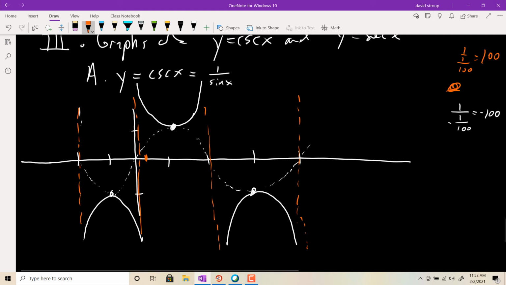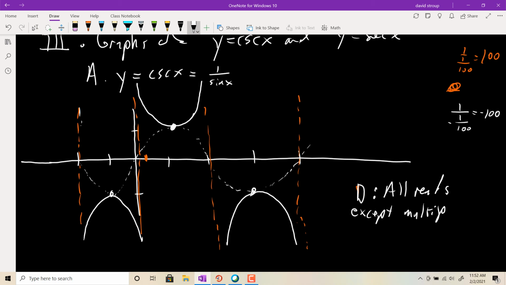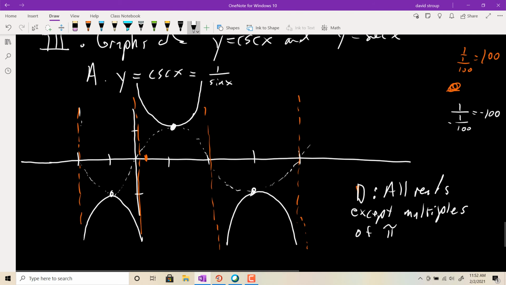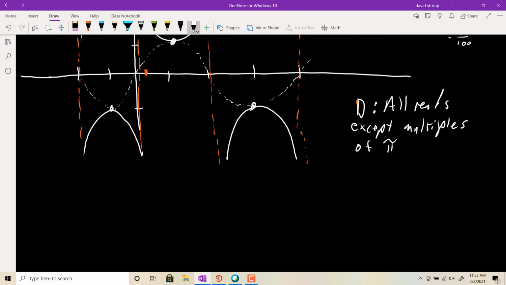All right, so the domain here, then, again, we have this issue with asymptotes. So the domain will be all real numbers except multiples of pi. Okay, so all reals except multiples of pi. And that's because sine is 0 at multiples of pi. And cosecant is 1 over sine, so you'd have 1 over 0 at those places, and those are the asymptotes.